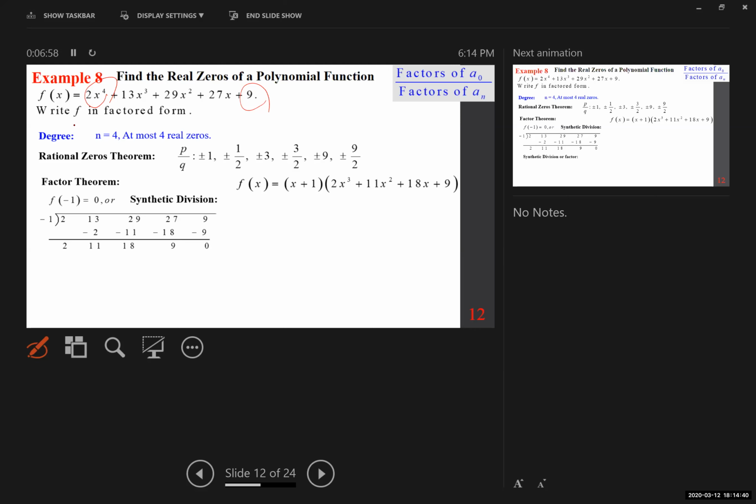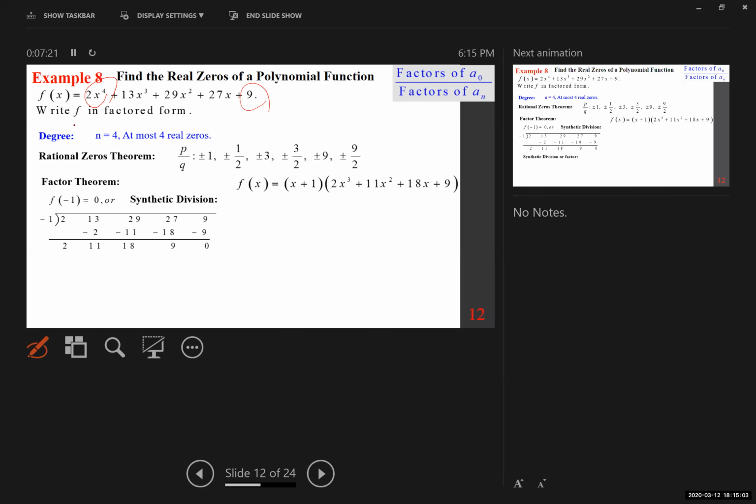Everybody knows we are trying the negative 1 on which one, right? The second piece. And so now what do we get? Do we get 0? Yeah. Therefore, x plus 1 squared is a factor. Is everybody with me so far?